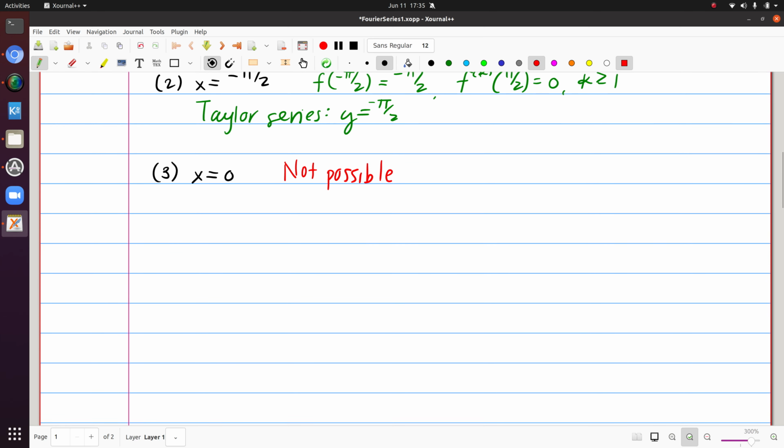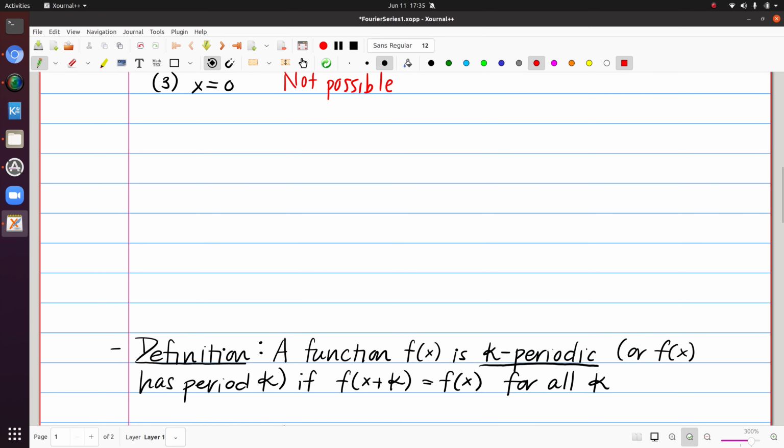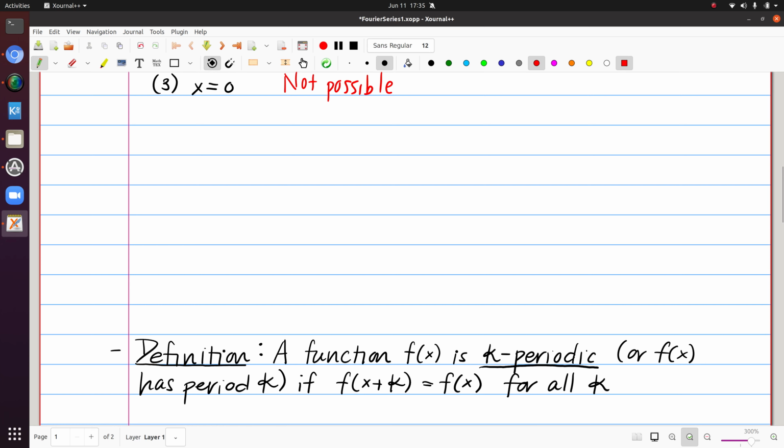And let's make sure that the concept of a periodic function is clear. A lot of times I think we associate that strictly with, say, trig functions. But here we're going to define a function that is k periodic if f of x plus k is equal to f of x for all x.